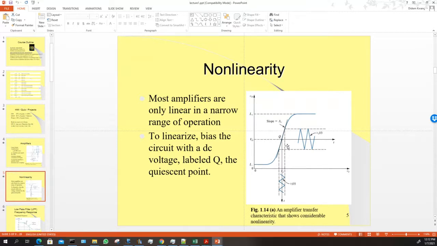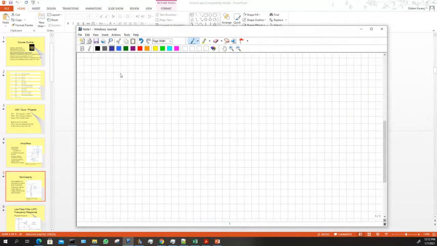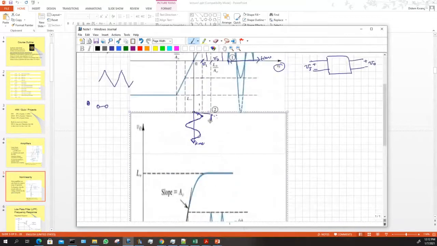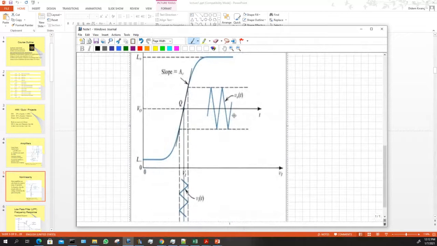So what you do with transistors is called biasing the transistor. The idea here is that initially at the input, you apply a voltage which is above that. So let me put this here. Initially you make sure that you're applying this voltage VI.